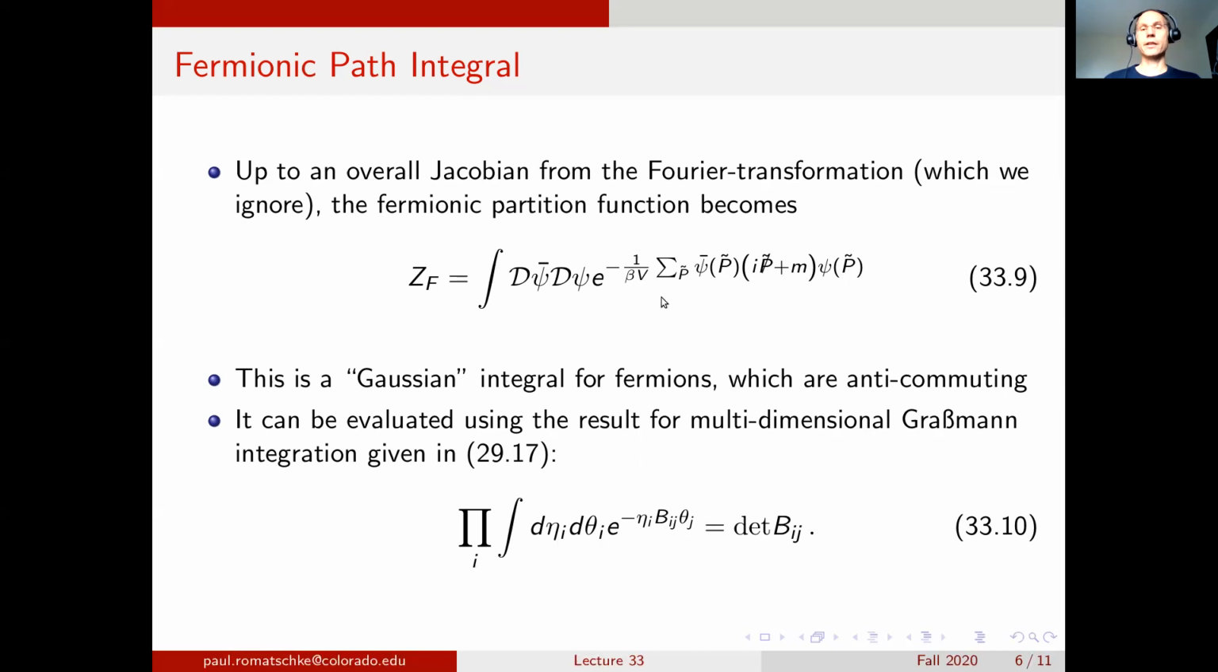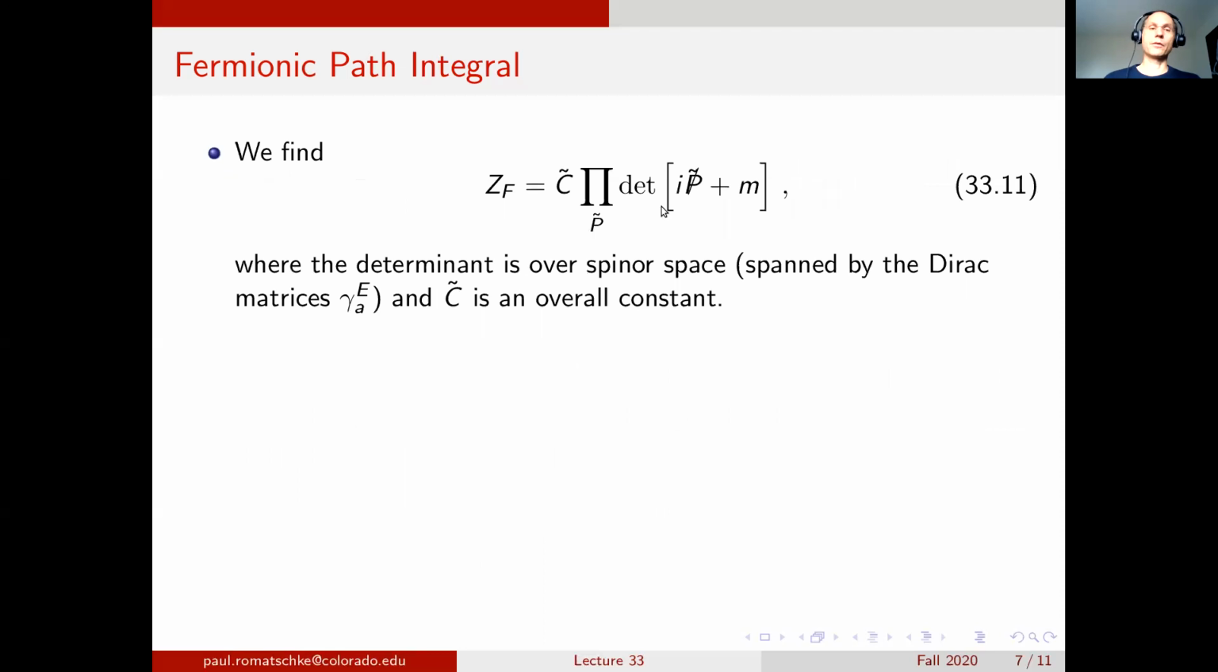So for our case here, we can write the exponential over the sum as a product of the exponential, and then we can do the integral and just get the determinant of the associated matrix that is wedged between the Grassmann fields psi bar and psi. So we find that the partition function, up to an overall constant, is given as the product over all momenta times the determinant of i p slash tilde plus m. The determinant here is the determinant over spinor space, which is spanned by the Dirac matrices gamma.